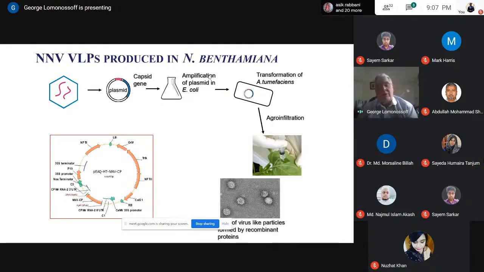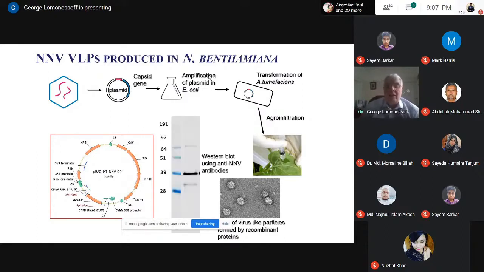And you can isolate the particles. These are very stable particles. It's quite straightforward. You just grind up the plants and use centrifugation, and very straightforward. And you can purify them on gradients if you wish. And you can show the particles in a Western blot, here they are. This is the protein being nicely expressed, and it reacts with the antibodies.